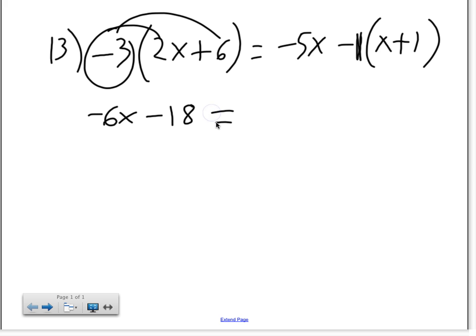Right? On the right-hand side, I have negative 5x still, and I'm going to take that negative 1 and distribute to every single term inside, which will give me what? Minus 1x, right? And minus 1. There you have it. Question on that problem?